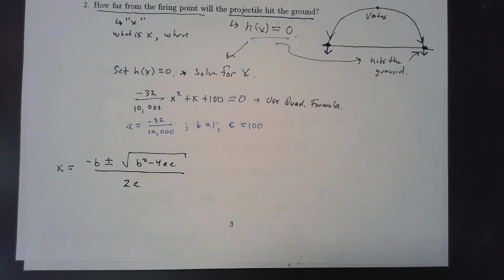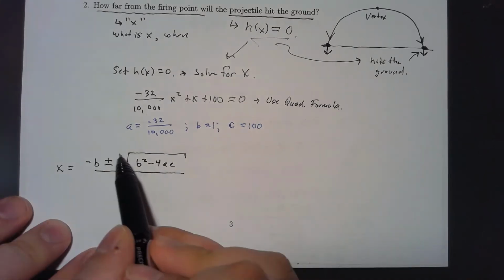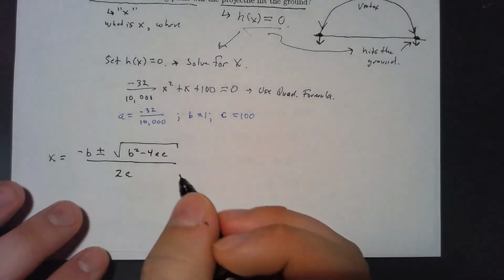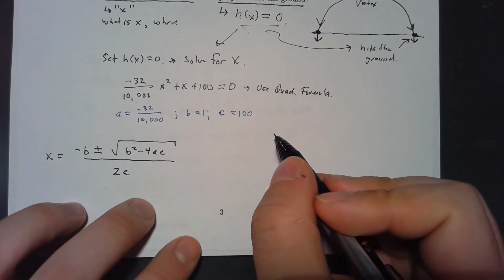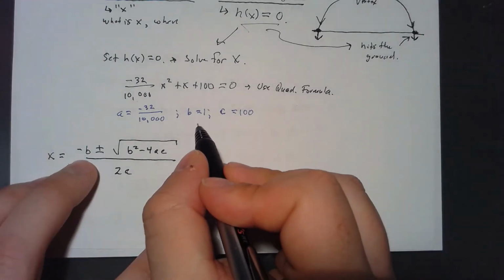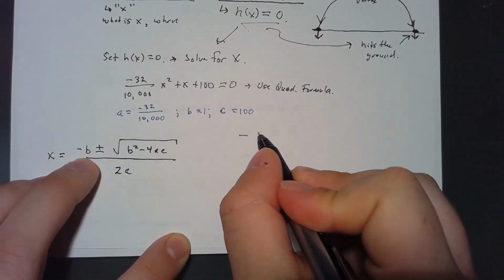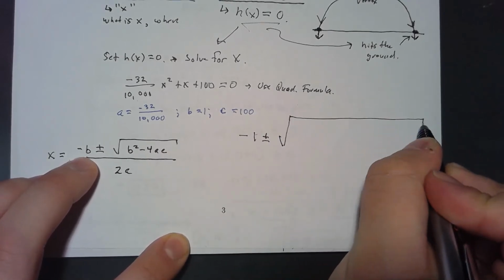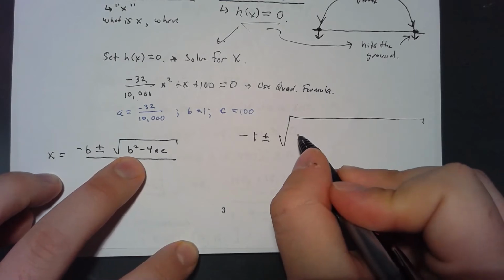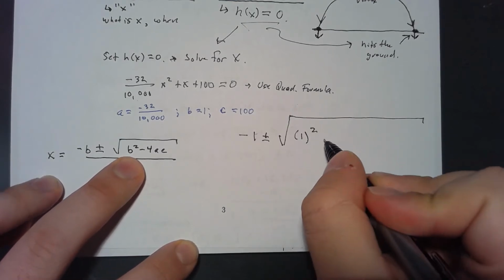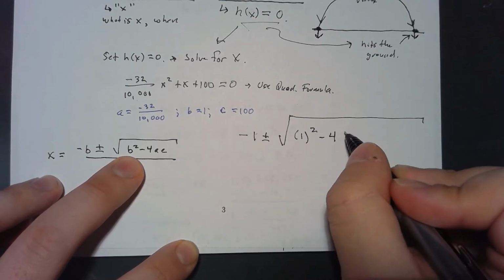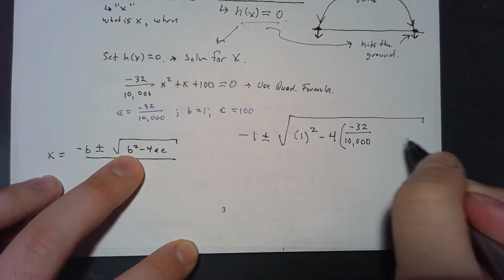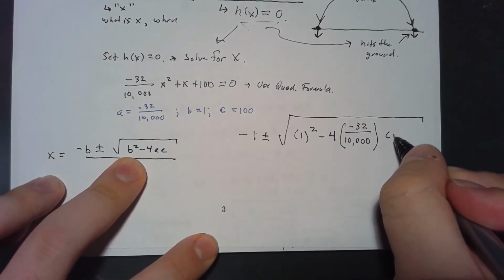Just take it one step at a time. I'll do this little term over here separately, piece by piece. So I'm going to have negative 1 plus or minus the square root of b squared, so that's going to be 1 squared minus 4 times a, which is negative 32, that's the big ugly value, over 10,000 times c, which is 100.